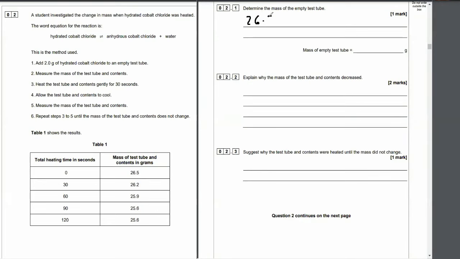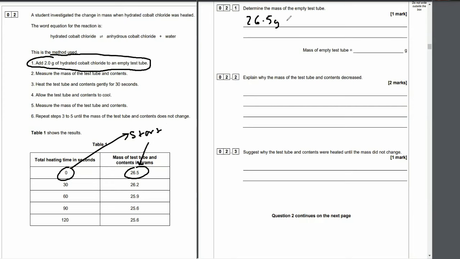Determine the mass of the test tube. Well, how do we do this? Well, we can see at 0 seconds, the mass of the test tube was 26.5, but that also contained the 2 grams of cobalt chloride. So we need to subtract 2 grams from that, and we're going to get 24.5 grams. There's your mass of the test tube.